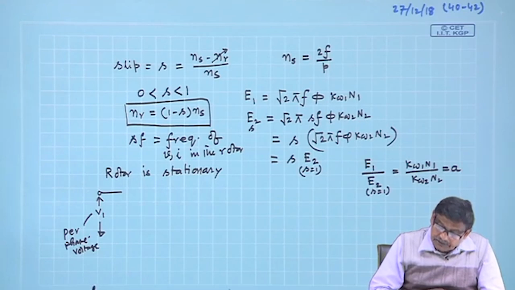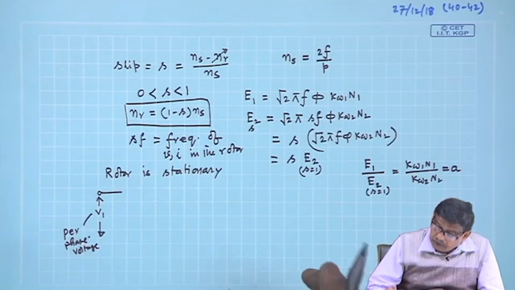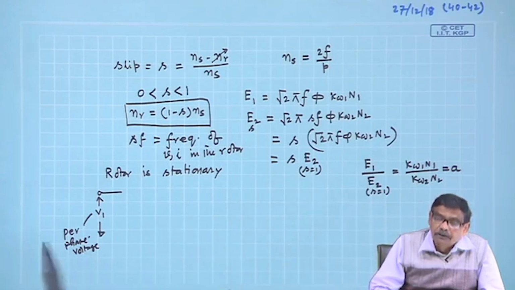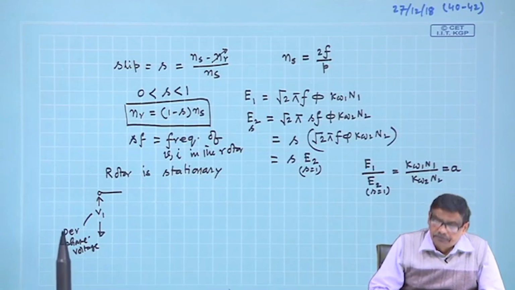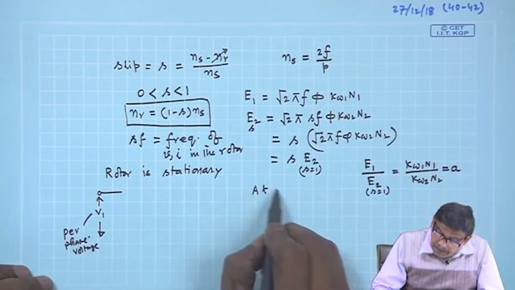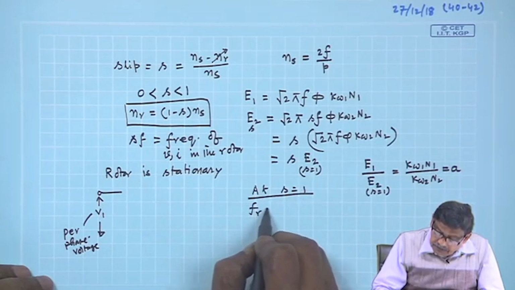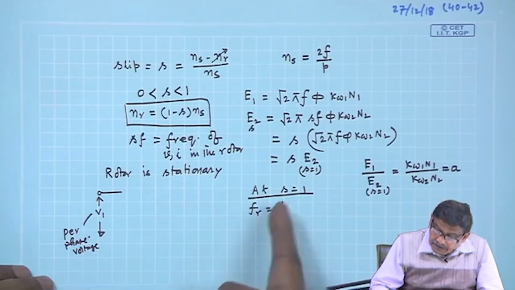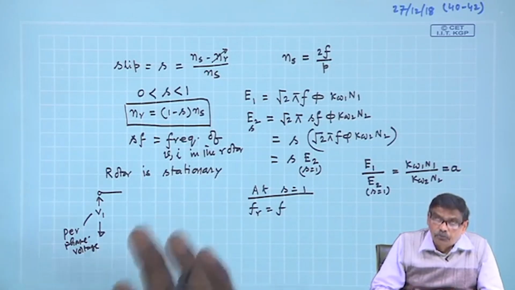Let us try to understand. At S equal to 1, I know the induced voltage in the rotor circuit is E2 at S equal to 1, and the frequency of the rotor current is also f. At S equal to 1, Fr is equal to f, because Fr is S into f. Standstill condition means S equal to 1.